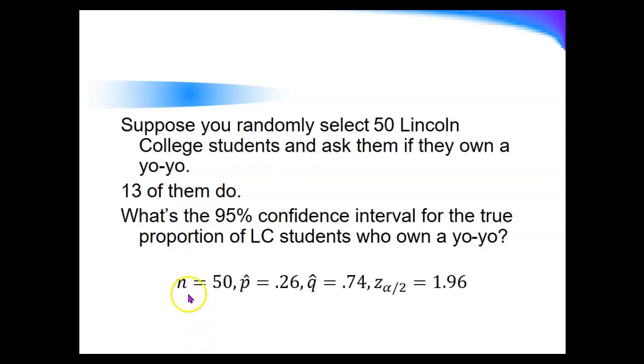So in this example, n, our sample size, is 50. That's how many we asked or sampled or surveyed in all. And we already saw how we calculated p hat. 13 out of 50 is 0.26. And then q hat is 1 minus p hat. 1 minus 0.26 is 0.74. And for a 95% confidence interval, the number we use for z sub alpha over 2 is 1.96. If you don't remember that, go back and look at your notes from 7.1.